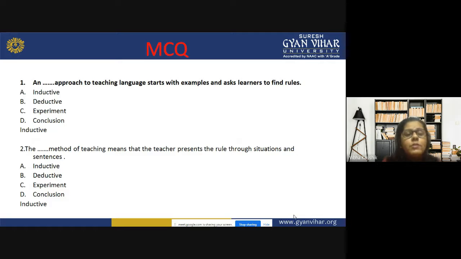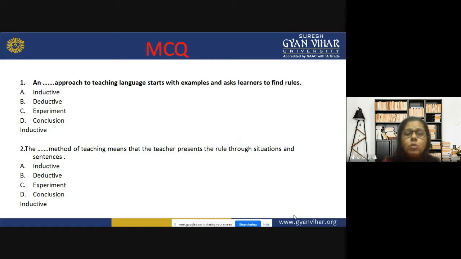Now the first one is: the dash approach to teaching language starts with examples and asks learners to find rules. What is that teaching-learning approach that starts with the presentation of examples by the teacher, and the teacher asks learners to find out the rules on the basis of the examples given? The options are A. Inductive, B. Deductive, C. Experiment, or D. Conclusion.